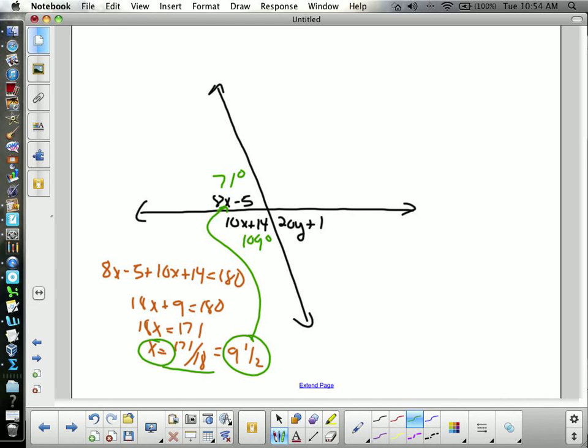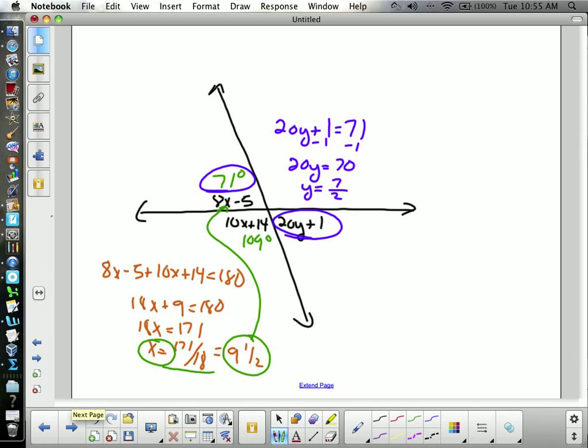So now we've got that, now I can figure out this because the 20y plus 1 has to equal what? 20y plus 1 has to be which angle? 20y plus 1 has to be the same as this angle, 71. So minus 1, so 20y is 70, so y is 70 over 20, which is 7 halves, or 3 1/2. You could leave it as 7 halves, that would be fine.